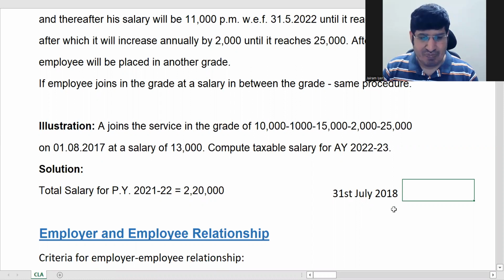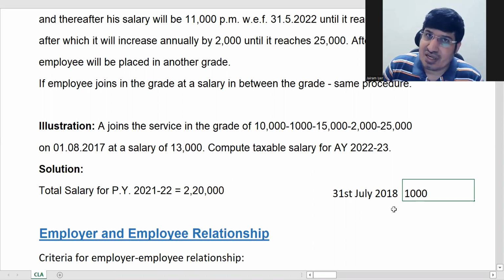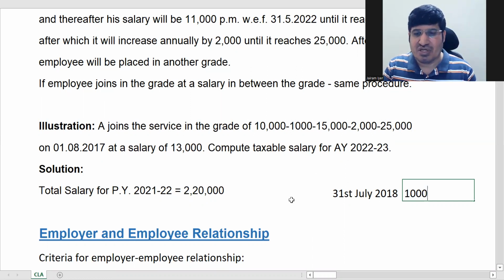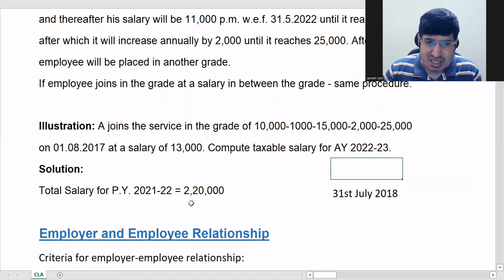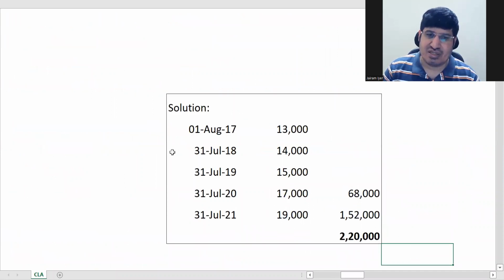And here it is assumed that he is entitled to this 1,000. But because he gets salary on the 1st of every month, this 1,000 will take effect on the 1st of next month. Technically this is what happens in government employment. So he is entitled to this growth on 31st July 2018, but it actually becomes a part of his salary from the next date. So let's compute this: 1/8/2017, this is 1st August 2017.